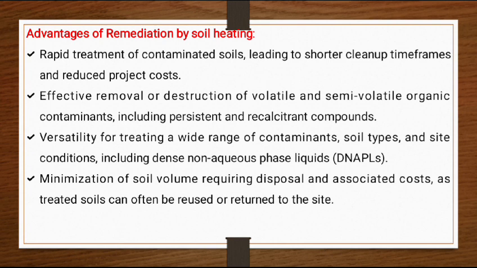So in this method, what are the advantages? Rapid treatment of contaminated soils is possible, and effective removal or destruction of volatile and semi-volatile organic contaminants is present. Versatility for treating a wide range of contaminants is possible, and minimization of soil volume requiring disposal and associated costs, as treated soils can often be reused and returned to the site.